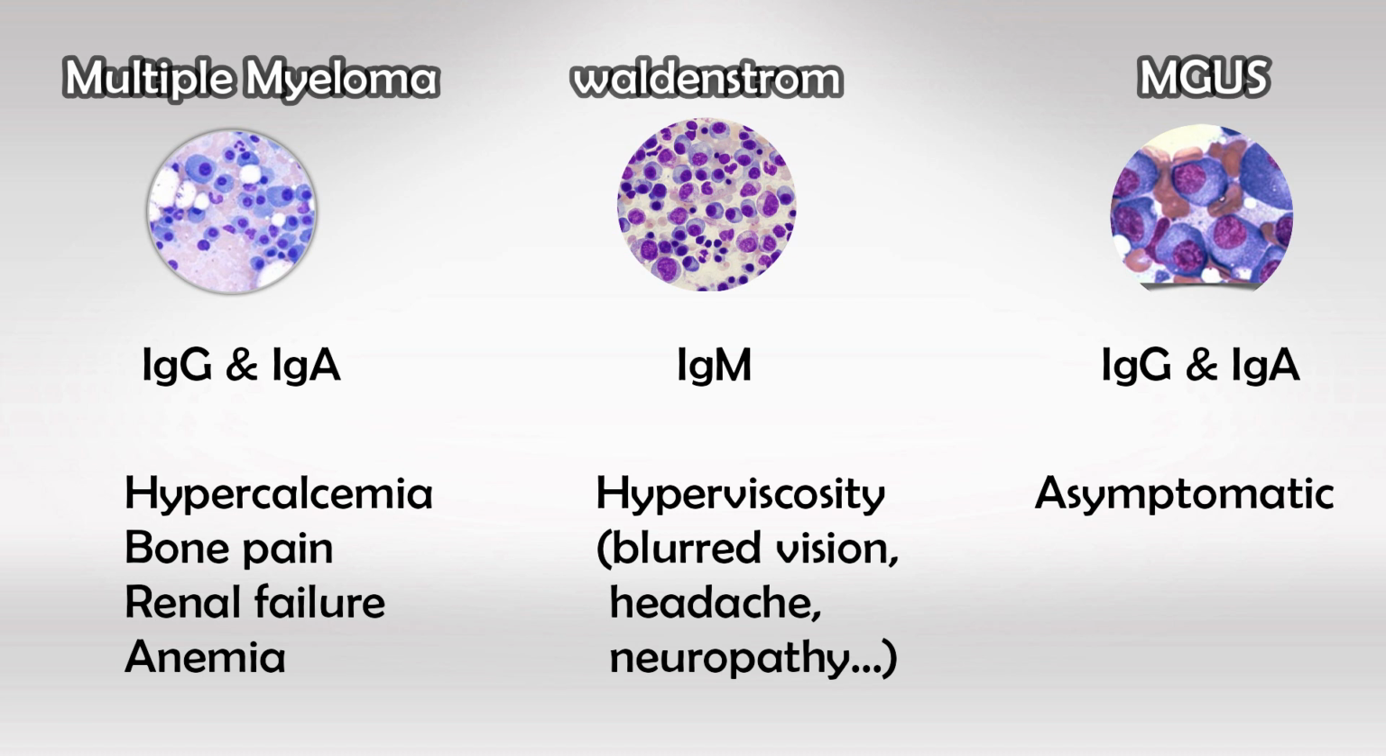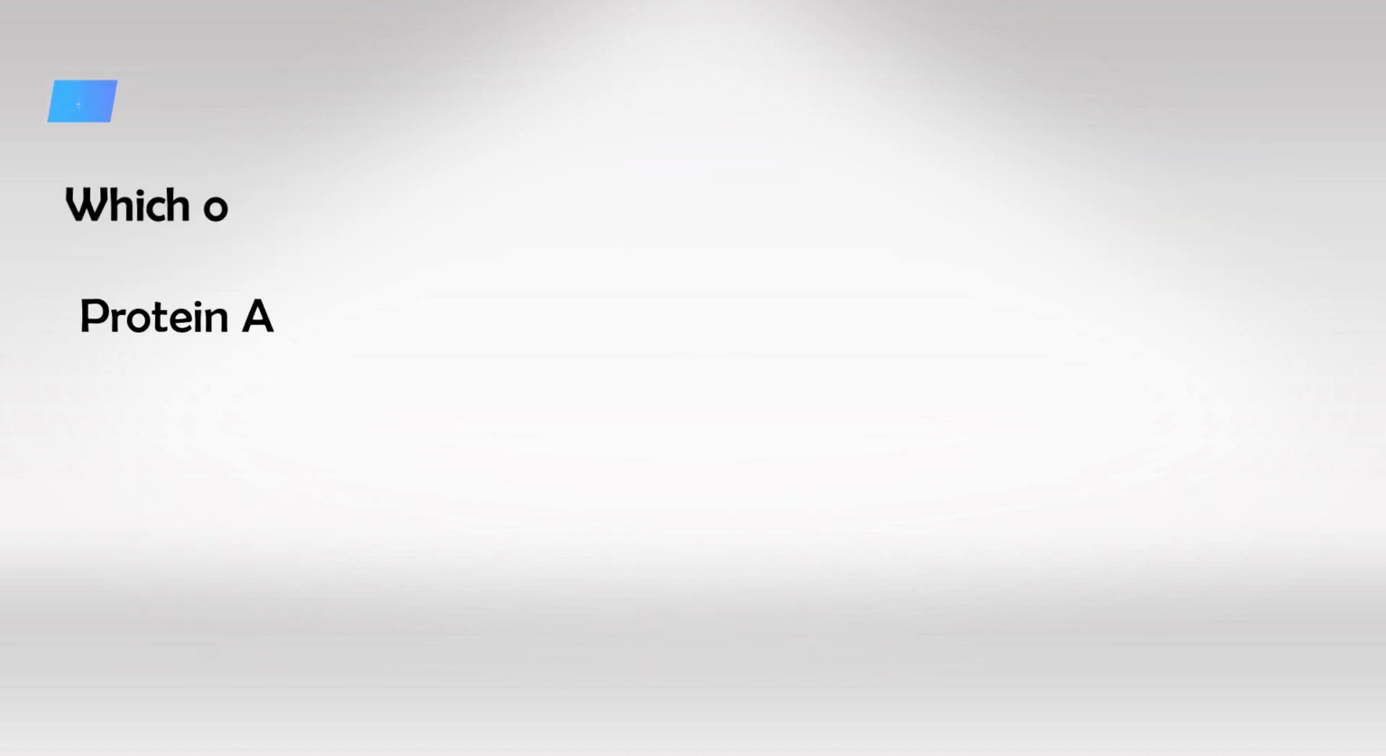The treatment for multiple myeloma, like we said, is chemotherapy, while the treatment for Waldenstrom syndrome is plasmapheresis to wash out the immunoglobulin M's, which cause the hyperviscosity. MGUS doesn't need any treatment. And here's a small quiz.